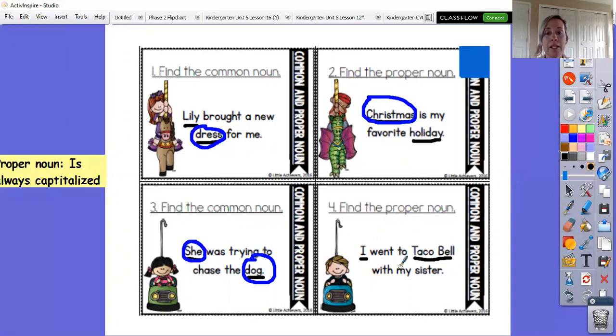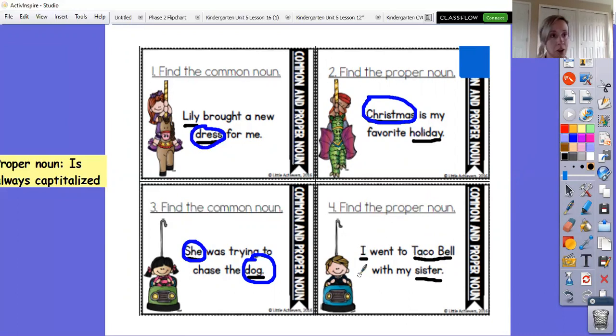With my sister. Sister is a person, so I'm going to underline it, okay? So I went to Taco Bell with my sister. I have 3 nouns in there, right? Let's decide which one is a proper noun. So think of proper, it's special, okay? I always put my pinky up like I'm drinking tea. It's proper, it's special.